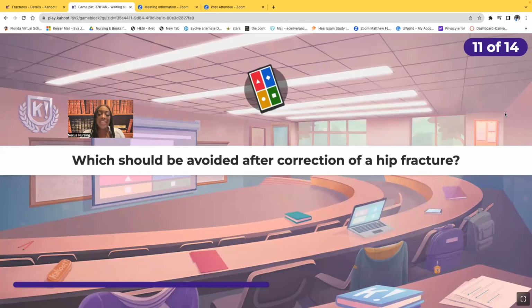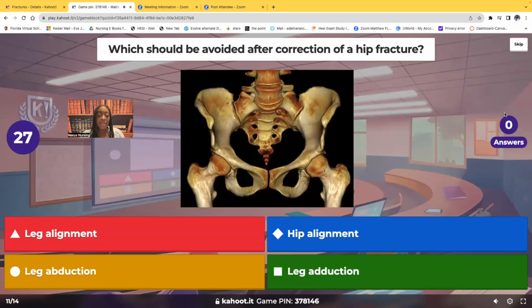Which should be avoided after correction of a hip fracture? Leg alignment, hip alignment, leg abduction, or leg adduction?